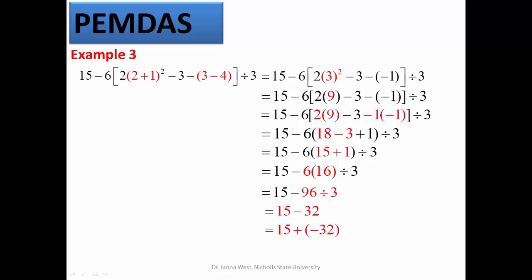negative 32. Recall from a previous series from this course that when we add a negative and a positive number, we must subtract the smaller absolute value from the larger absolute value and keep the sign of the larger number. When we subtract 15 from 32, we get 17, and then we carry the sign of the larger number.